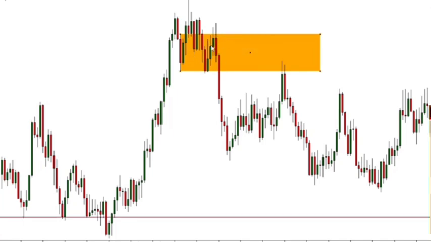And notice how the bodies of the candle, we don't want to see the body of the candle closing above the breaker block. Okay, we want to see them closing inside. Even though the tail can go outside, we want to see them closing inside, and then we can take our trades from this. So guys, this is all about this video.